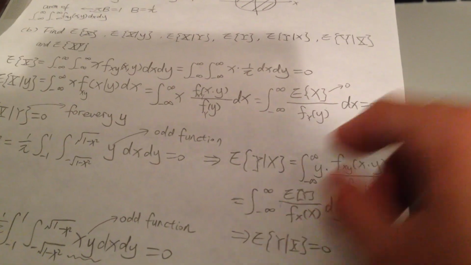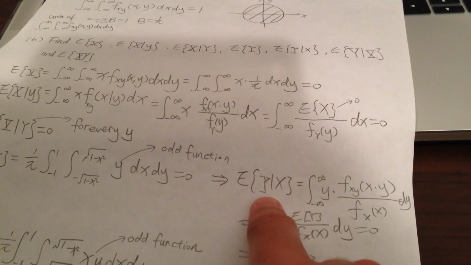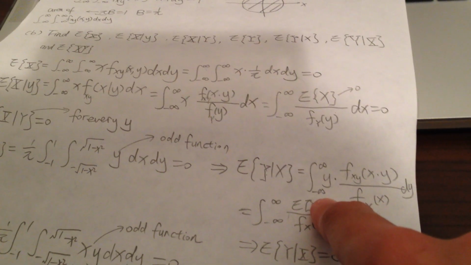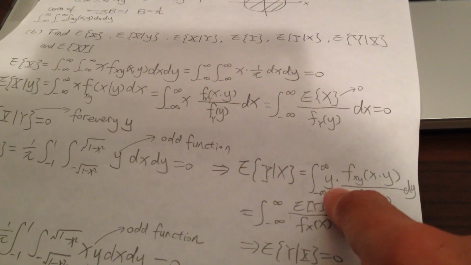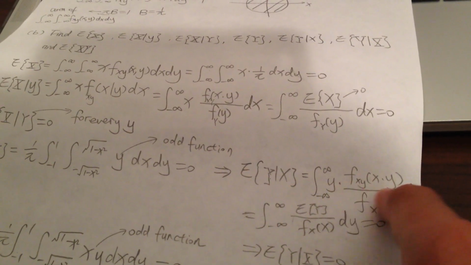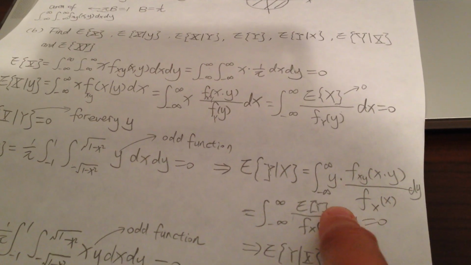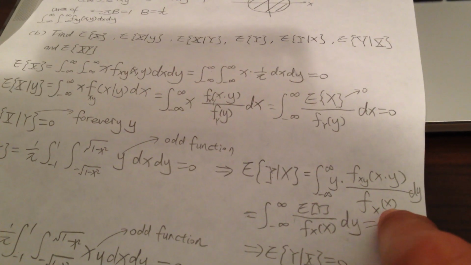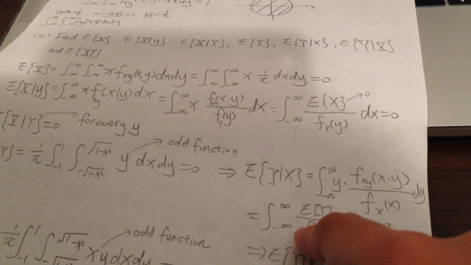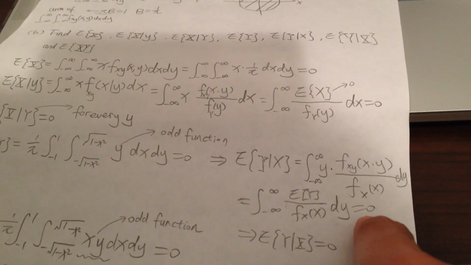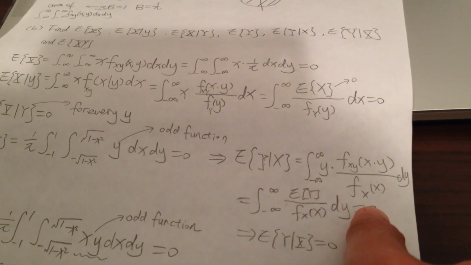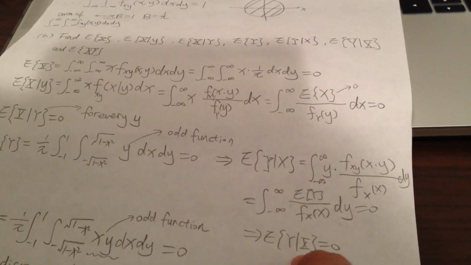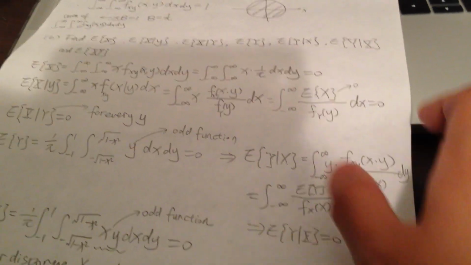After that, we need the expectation of Y given X. We also do the integral from minus infinity to infinity of y times the joint density function of x and y, divided by the marginal function f_X(x), dy. We also get 0, for every x. So clearly the expectation of capital Y given capital X is equal to 0.